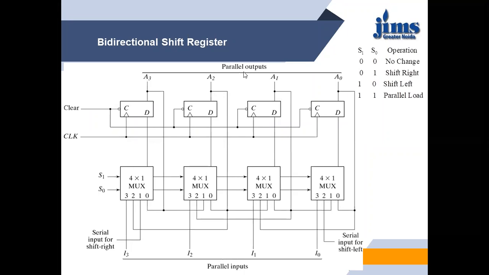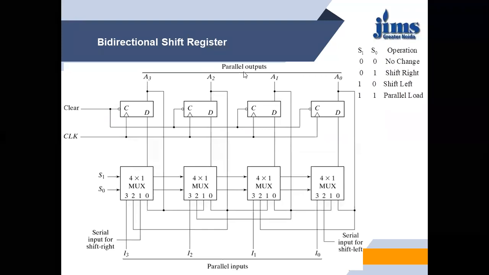And further, we can shift this data serially. Once we have loaded the data into the flip flop, we can shift right or shift left depending upon our requirements. So this is the way the universal shift register works. So far we have discussed 4 types of basic shift registers: serial in, serial out; serial in, parallel out; parallel in, serial out; and parallel in, parallel out.